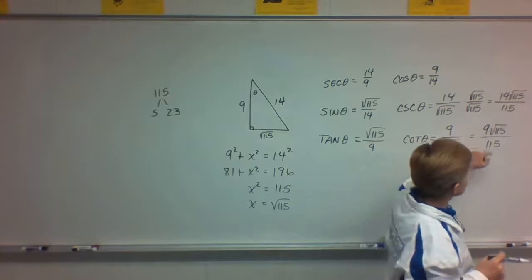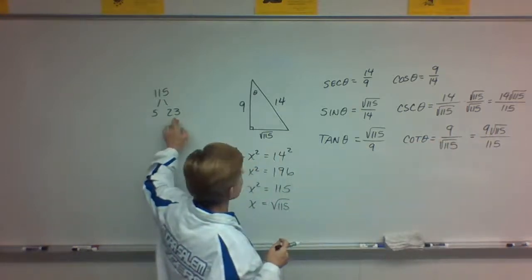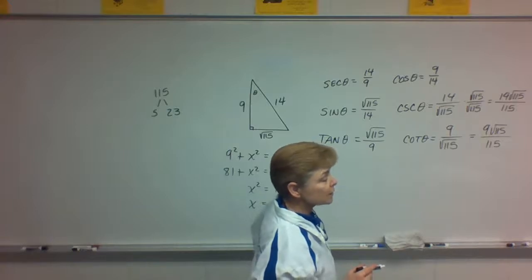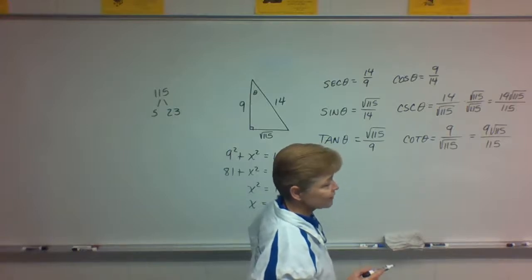9 is made up of 3's. 115 is made up of 5 and 23. That's not going to reduce. So that's it. Ugly, but correct. Sorry, that's what it's going to have to do.